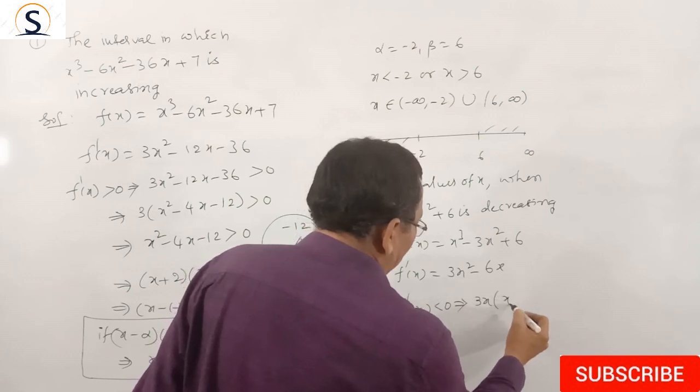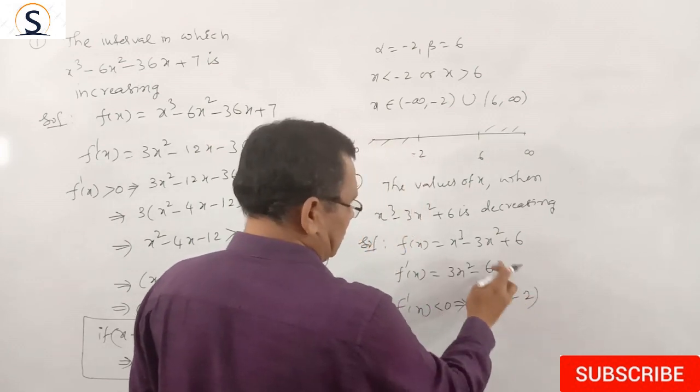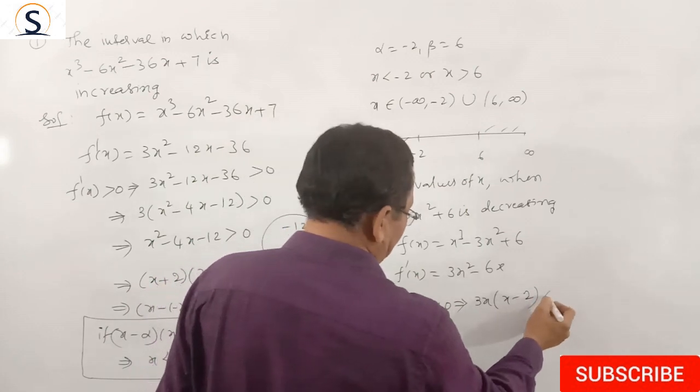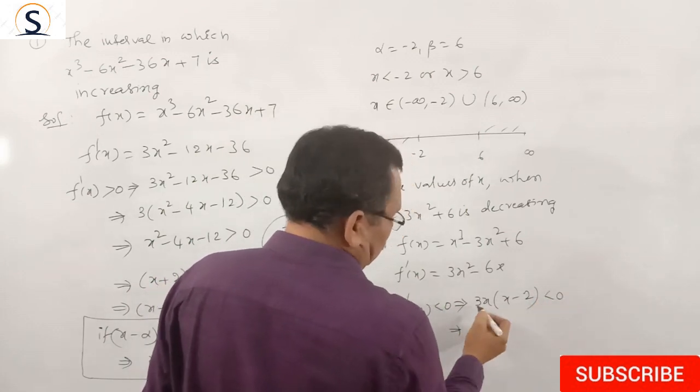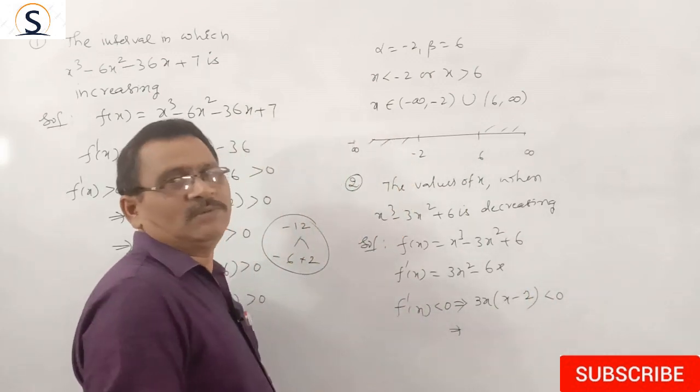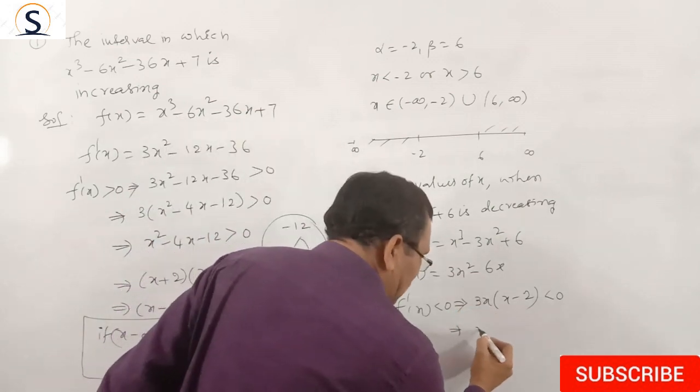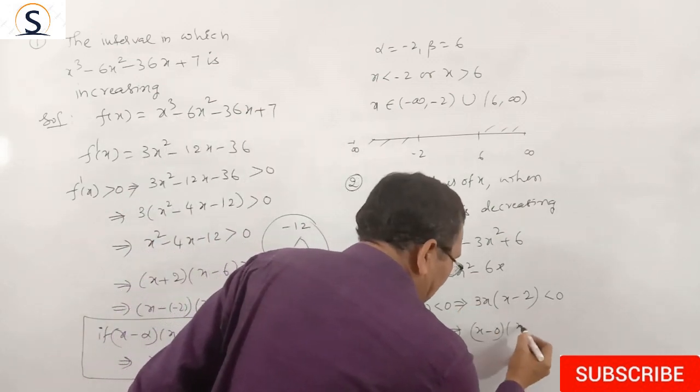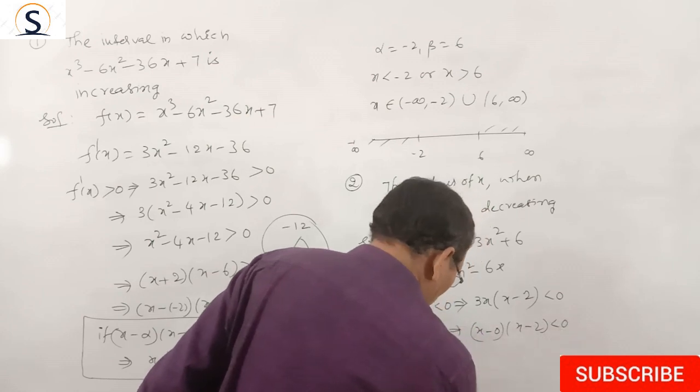3x I can take common, so this is x minus 2 minus 6x. This is 3x square, which is less than 0. Now 3 is not less than 0, so leave that numerical value. Then x means it is nothing but x minus 0 and x minus 2 less than 0.